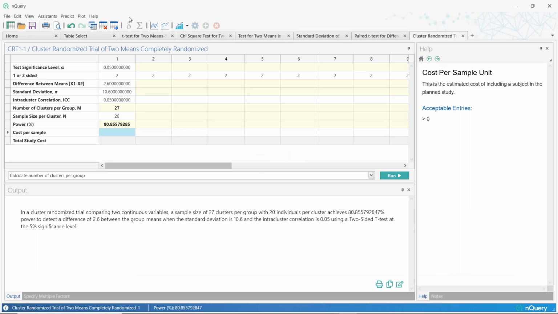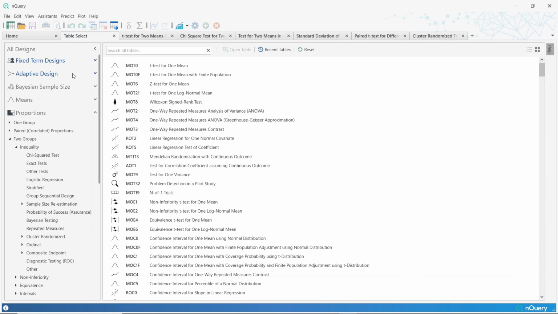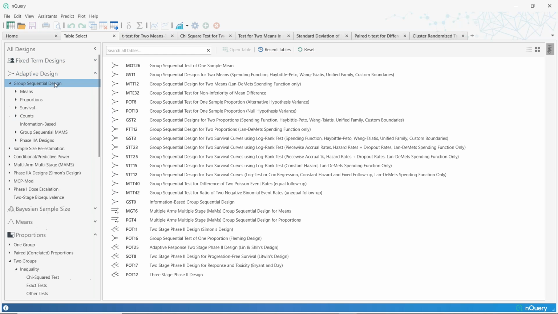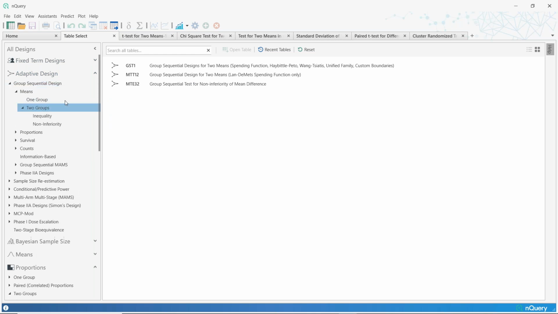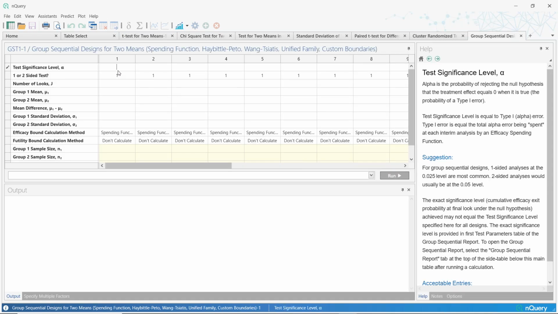So for example, if we're going to start with adaptive design, we want to start with the adaptive design module here, go to group sequential design, go to means, and go to two groups. We'll use one of the newer group sequential design tables, GST1. And let's say here we're using the same values as before. I'm actually going to make a small difference here.